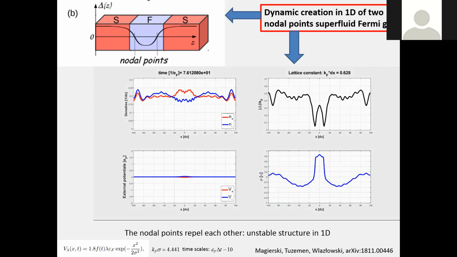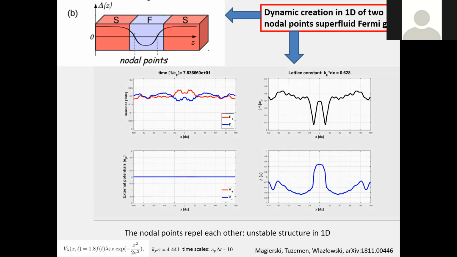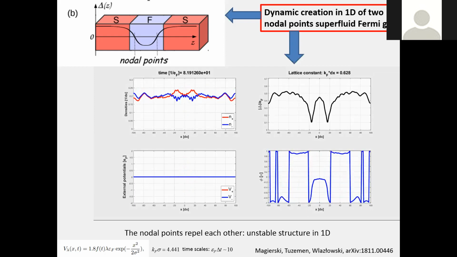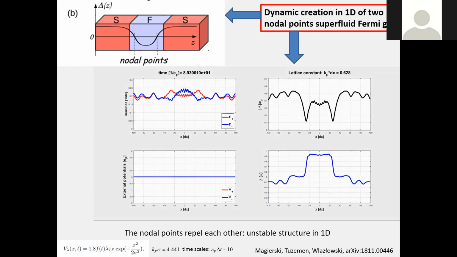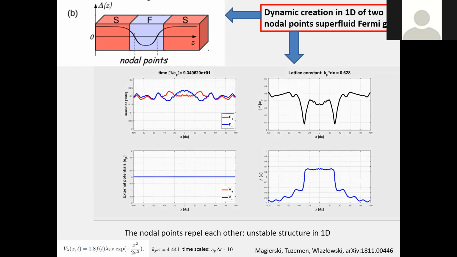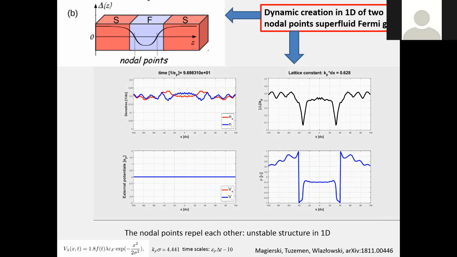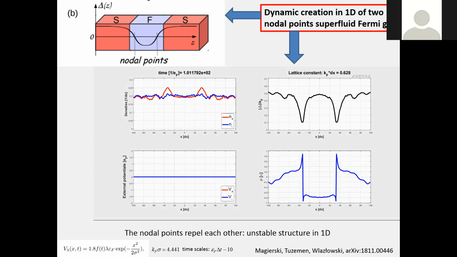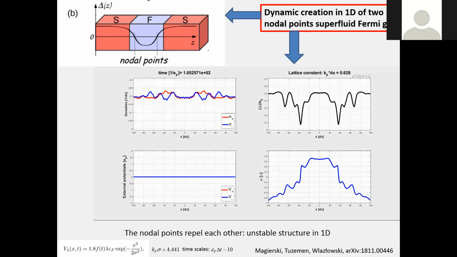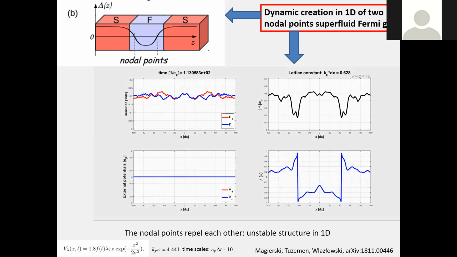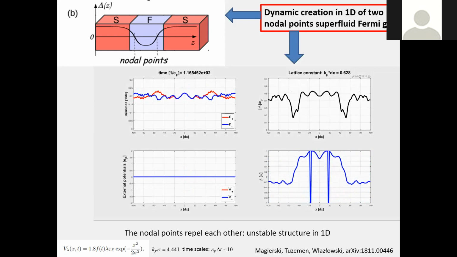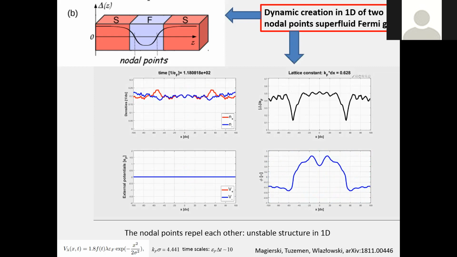So as you can see, these nodal points are moving away from each other. So we have a periodic system here, so they will not move forever. But this is what is going to happen. Is this 1D? Yeah, this is 1D. 1D translational. Real 1D.